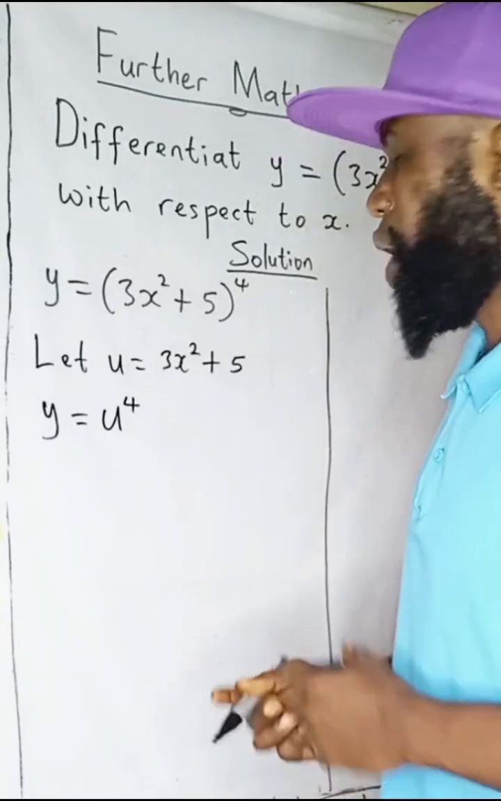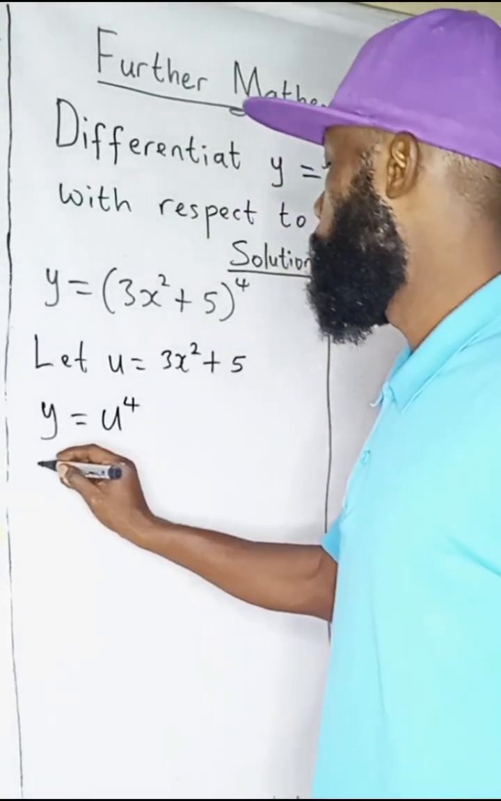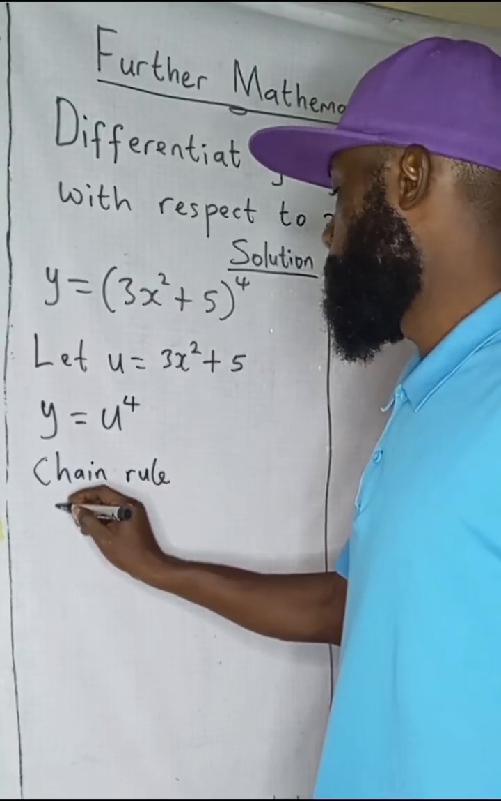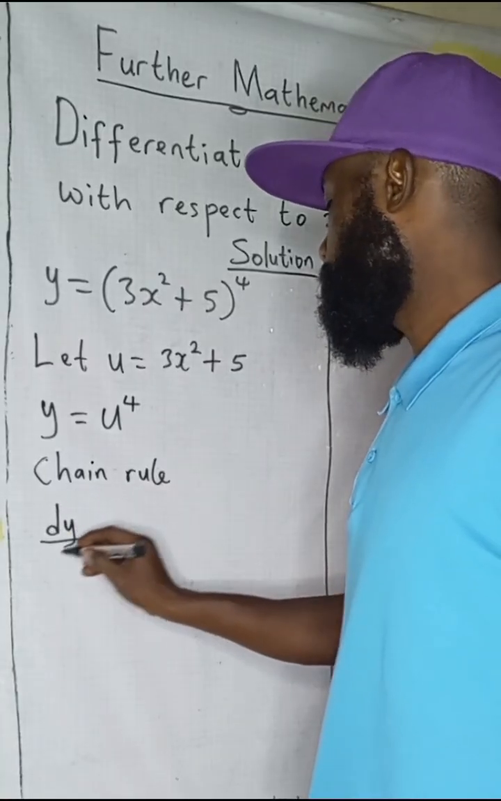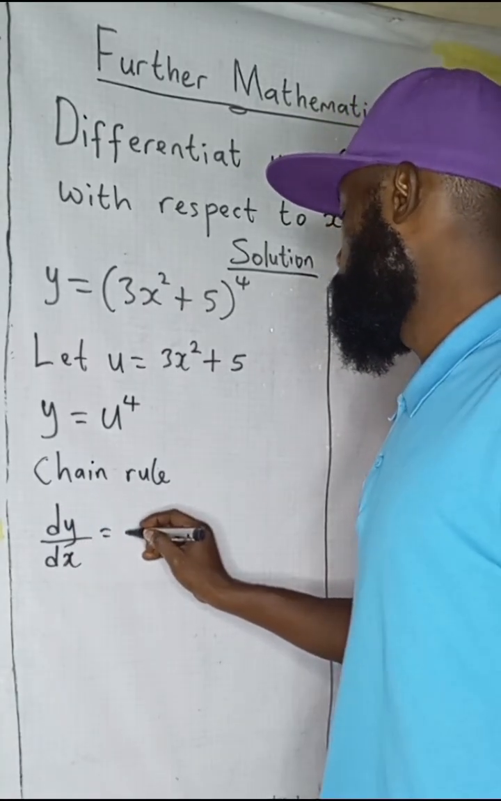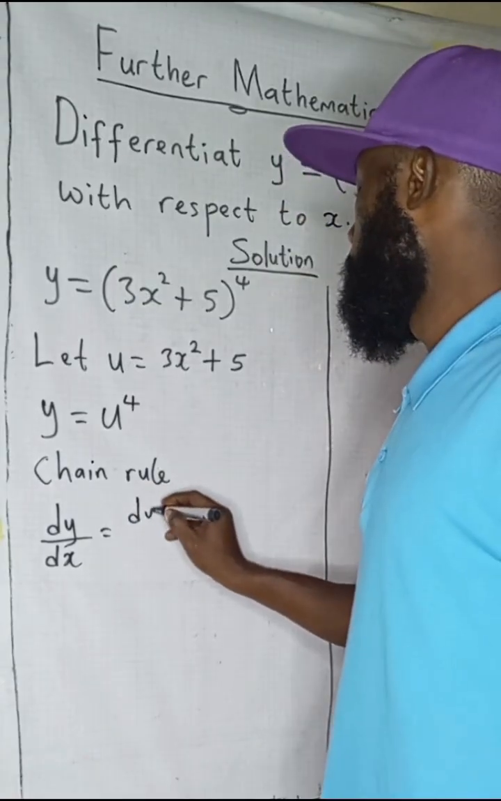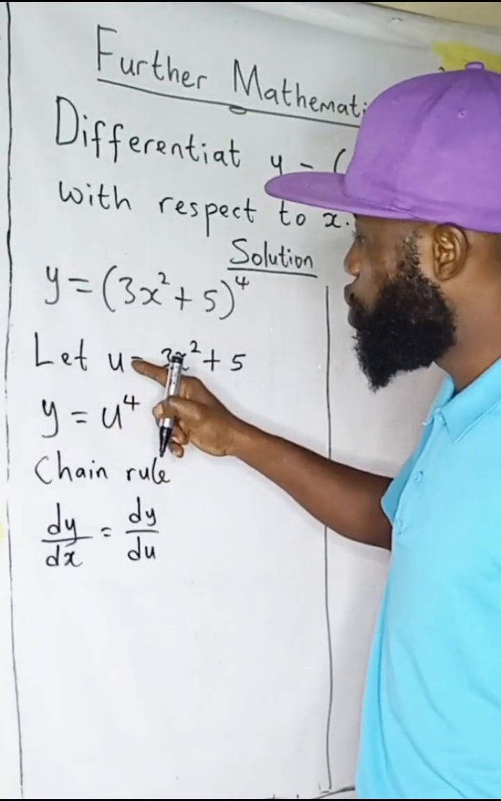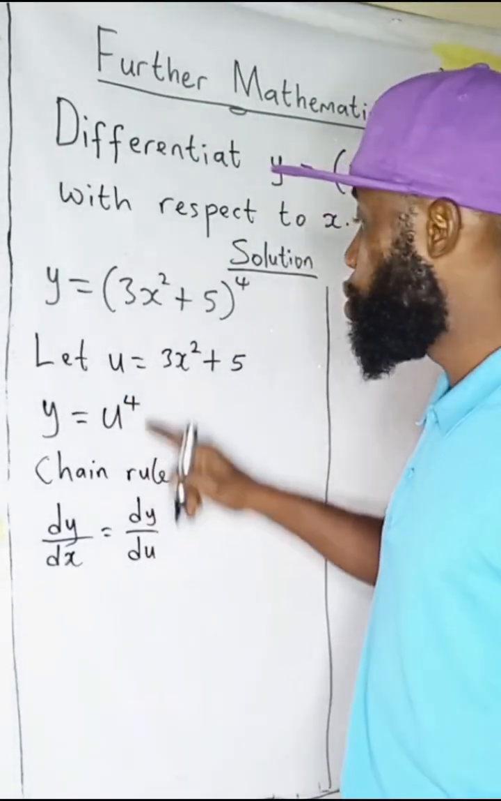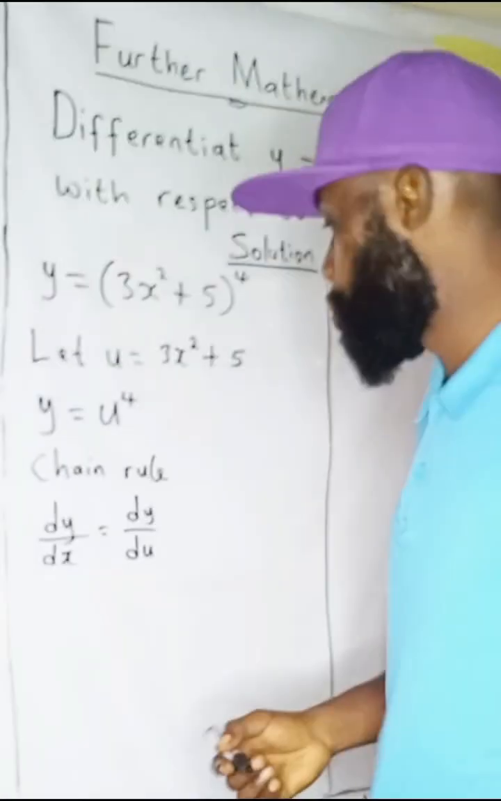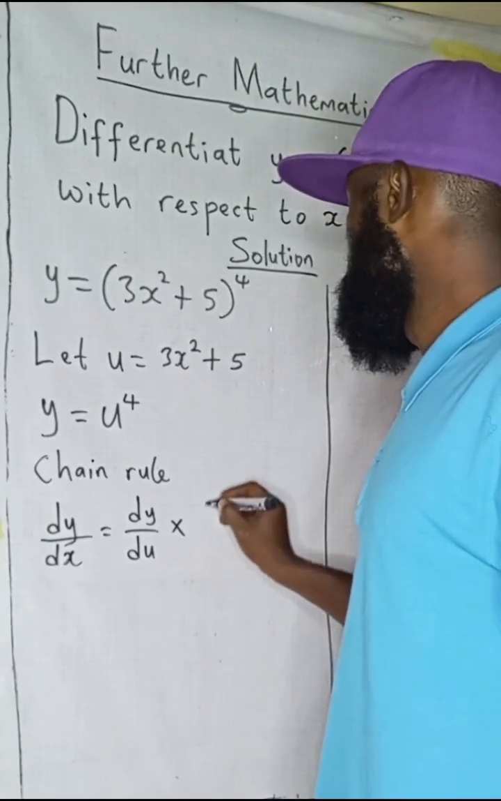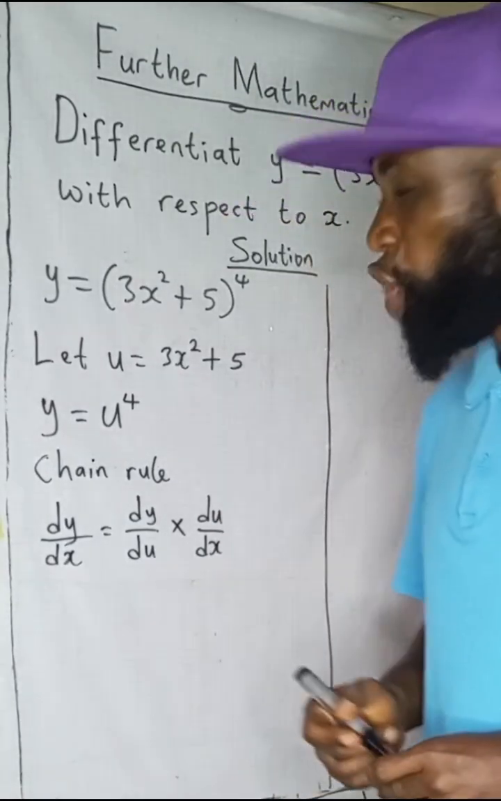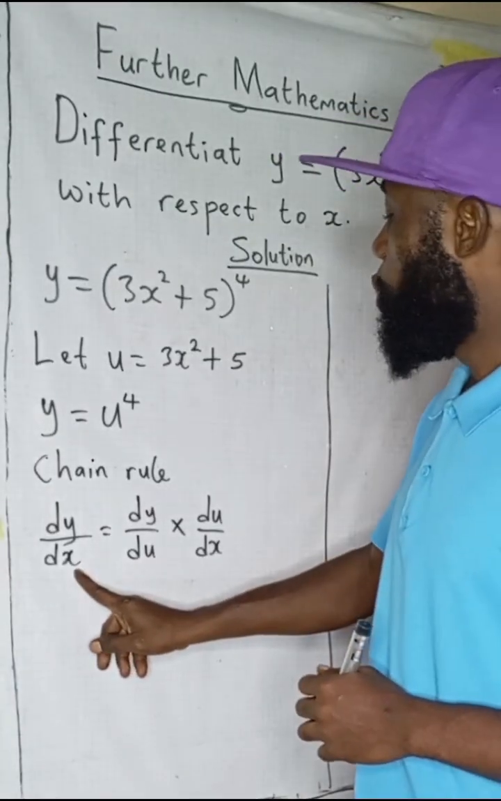So what do we do? We are going to apply the chain rule. The chain rule says that dy/dx is equal to dy/du, since we used u. If we use v, we call it dy/dv. If we use m, we call it dy/dm, and so on. So dy/du times du/dx.